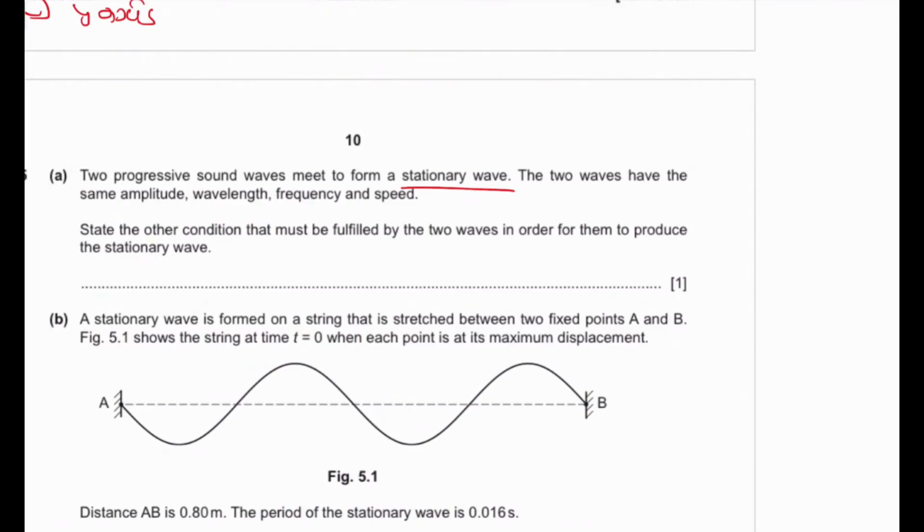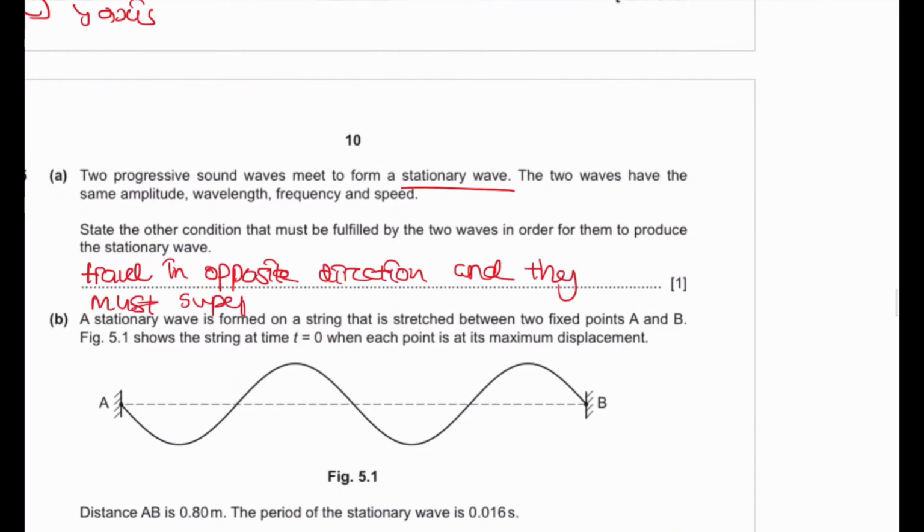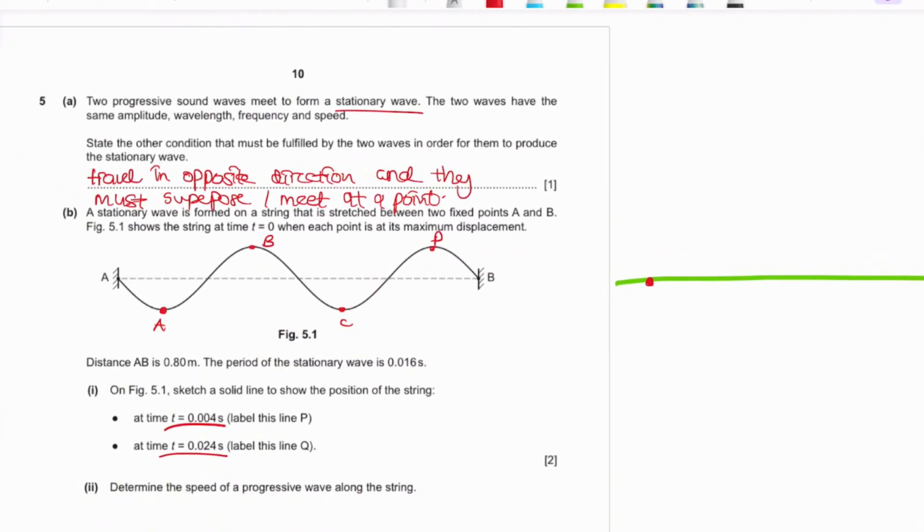So the other condition is that the waves must travel in opposite directions, and they must superpose, or they must meet at a point. So you have waves traveling in opposite directions, they meet at a point, have the same amplitude, same wavelength, same frequency, same speed, they form a stationary wave automatically. Okay, moving on to the next question.